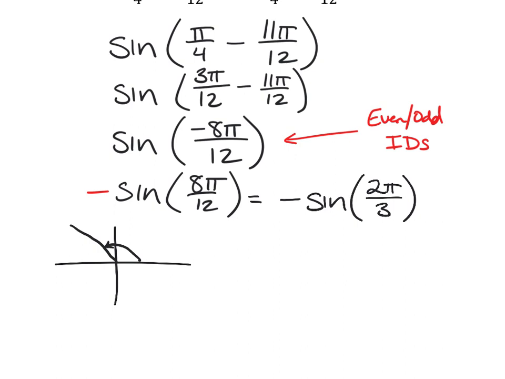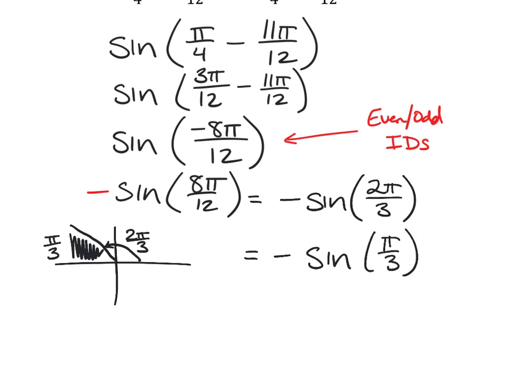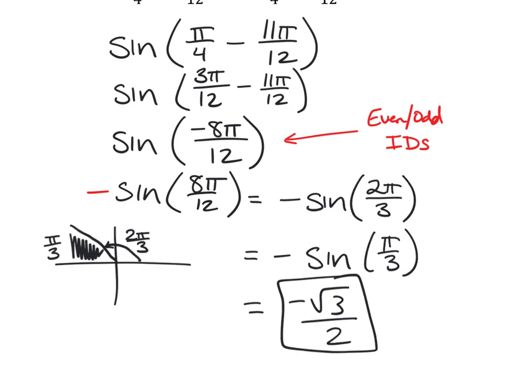Why did I write a 12 again? So what is this angle right here? Pi over 3. So do I know what the sine of pi over 3 is? What's the sine of pi over 3? Square root of 3 over 2. And it's there, just negative because of the even or odd identities.